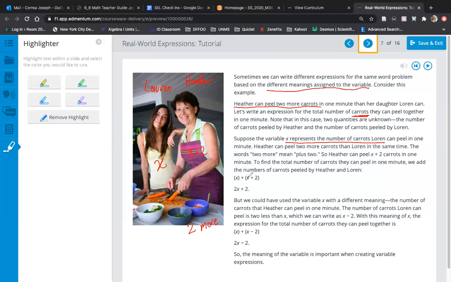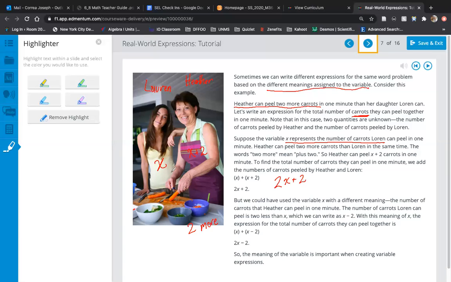So all together, if I want to see how many they can peel, we just add those together, all right? So X plus X plus 2, we have 2 X's together. That gives us the expression 2X plus 2, right? Again, that's if I let X represent how many carrots Lauren can peel.